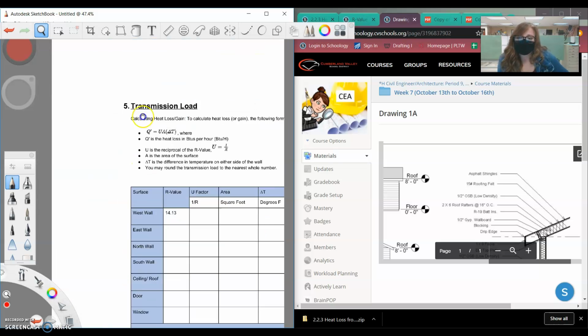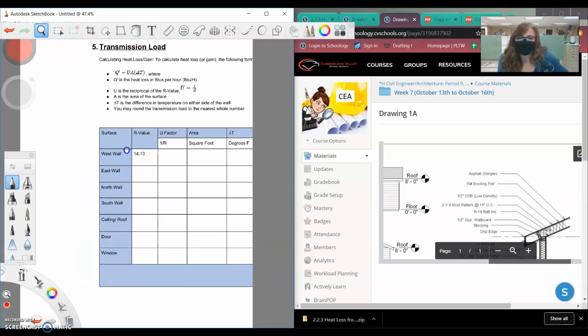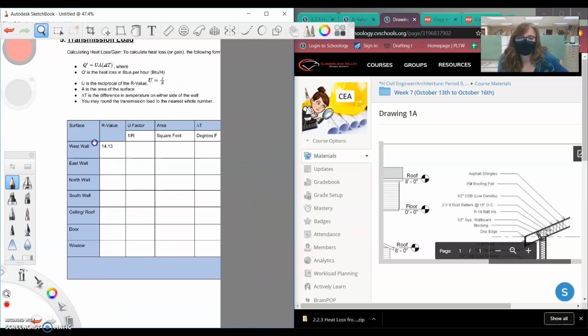Now the best part of this is, oh no, why does it look like that? Oh well, not that big of a deal. The R value down here is going to be the same for all of the walls because they're all made of the same material. The only time it's going to change is when we get to the ceiling, doors, and roof. They're going to have a different R value.